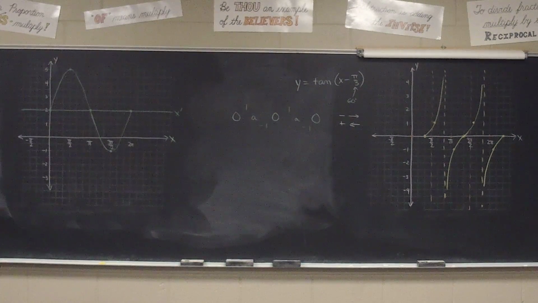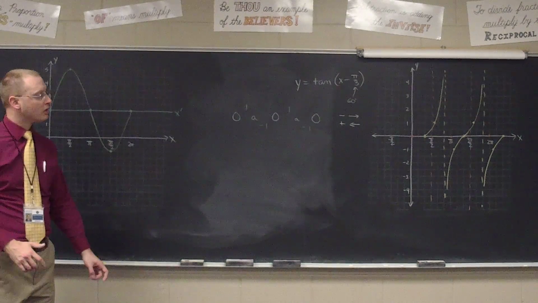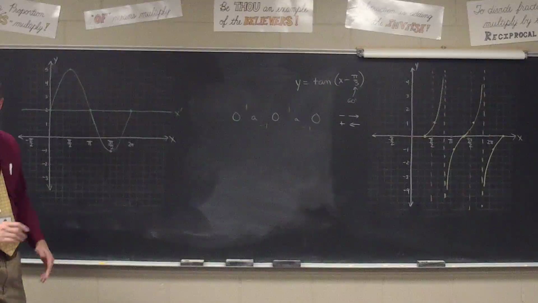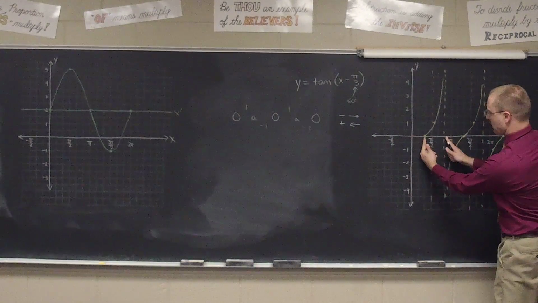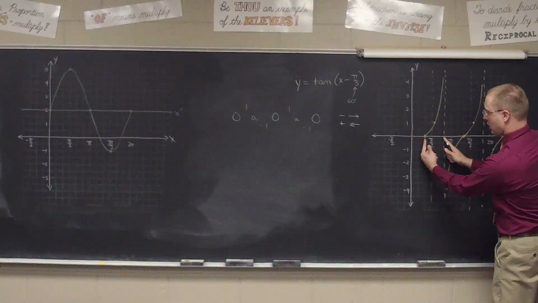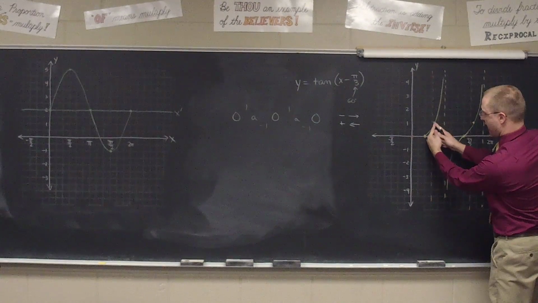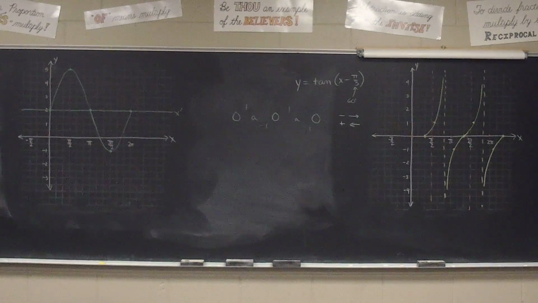All right, questions on that one? So, how do we know where to put the 1? It's always halfway. So here's my 0. 3 boxes later is the asymptote. Come in a box and a half is where it'll go up to 1.